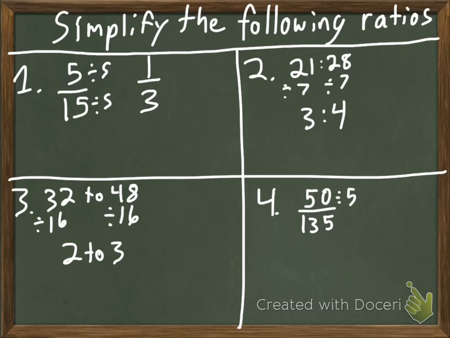See, I know they're both divisible by 5. That'll give me 10. It goes in there. 27. Okay, so there is simplifying ratios. It's just simplifying fractions.